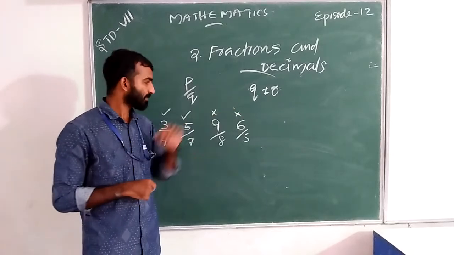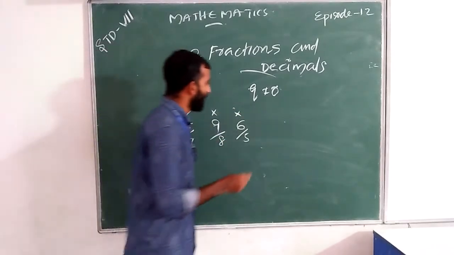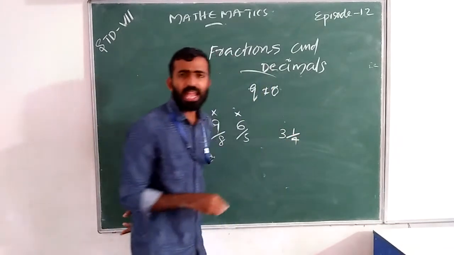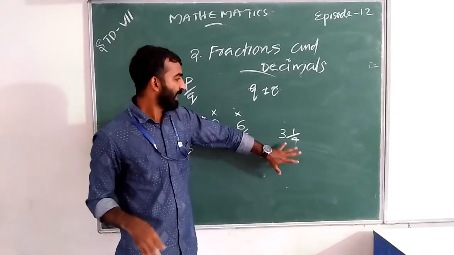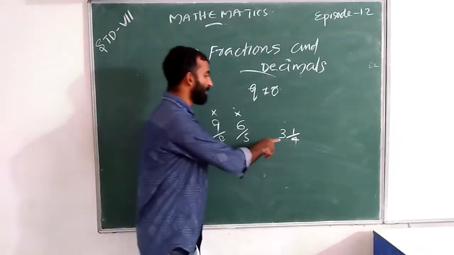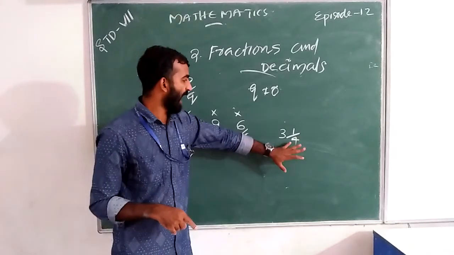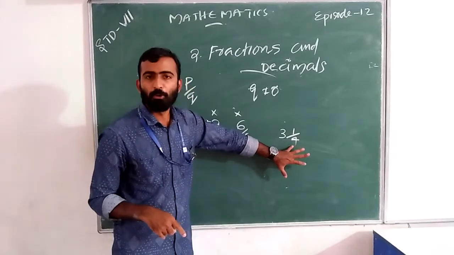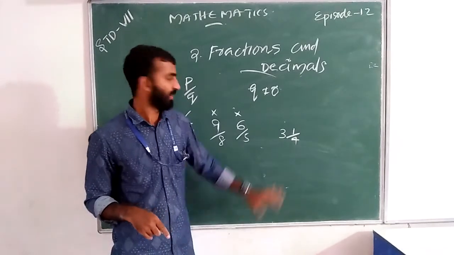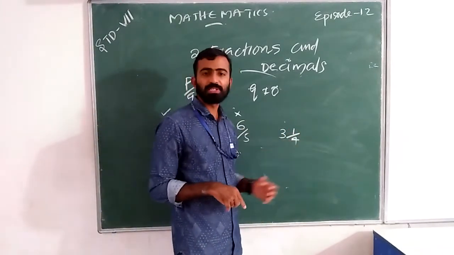So there are two types of fractions, proper fraction and improper fraction, and the next one is mixed fraction. For example, 3 and 1 by 4. Here we read 3 and 1 by 4. That is, 3 is quotient, 4 is divisor, and 1 is remainder.